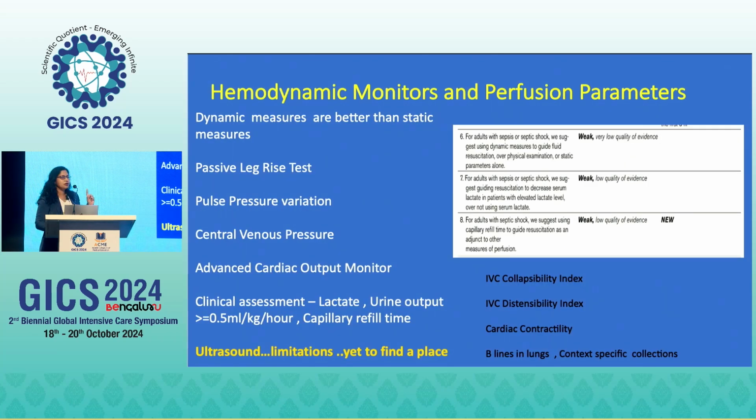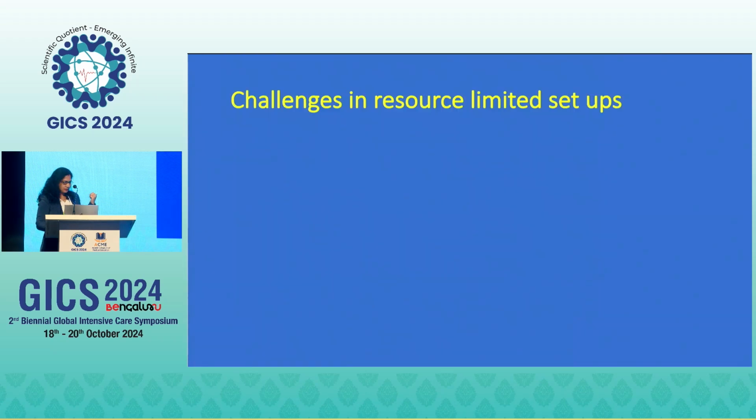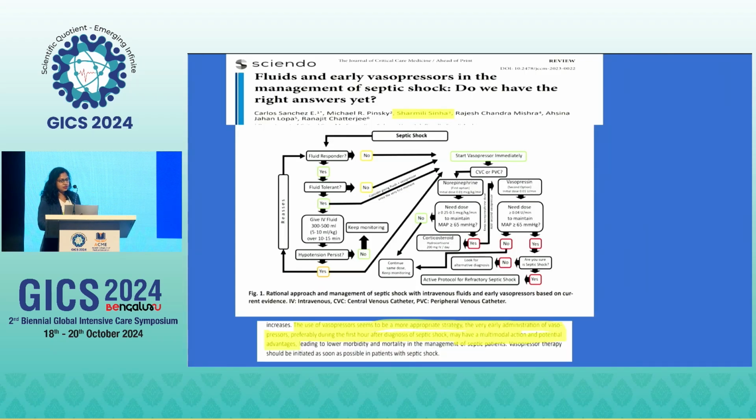And hemodynamic monitors, I have already discussed the ones that we can use. Passive leg raising test is something we started hearing about 3 decades ago. I do not use it in my practice in an ICU, and it has a lot of fallacies. The advanced monitors are available, ultrasound is available, but ultrasound is yet to find a place in the Surviving Sepsis Campaign guidelines. This is a review paper we published last year on the unanswered questions: fluid and early vasopressors in the management of septic shock, do we have the right answers yet?